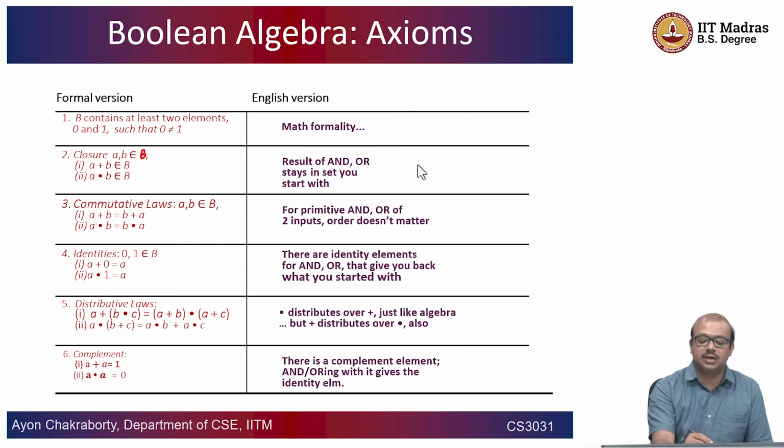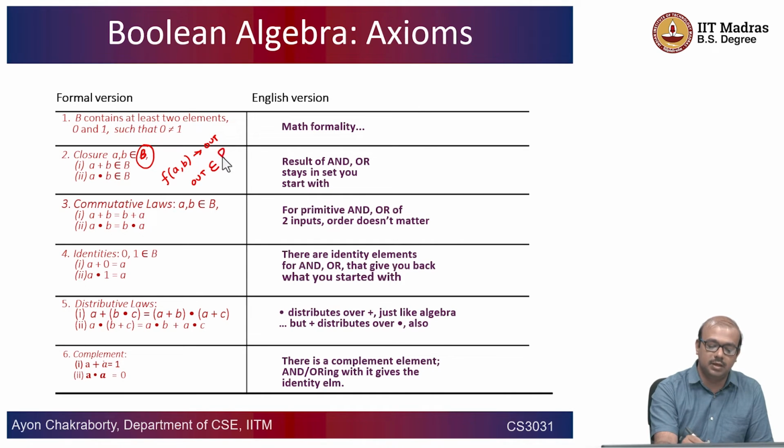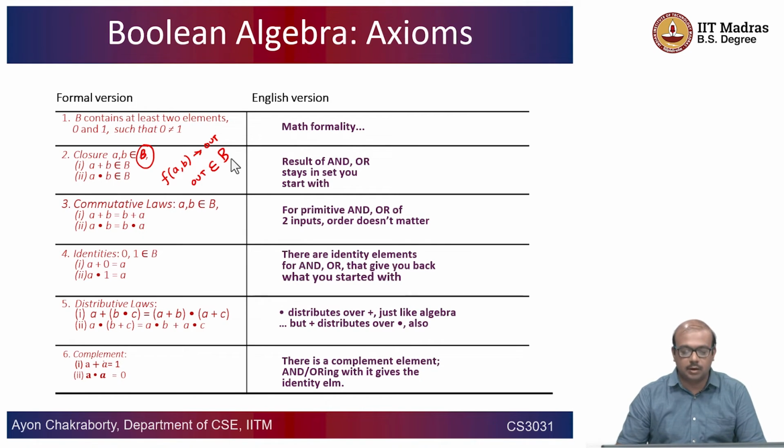So the result of AND or OR stays in the set you start with. So we started with a set B, right? Small a and small b belong to B. So if you do any operation, let's say you do some operation F on a comma b, you get an output, let's say out. So this out has to belong to B. Okay, so this is what we mean here by the closure property, and OR and AND operations support that.